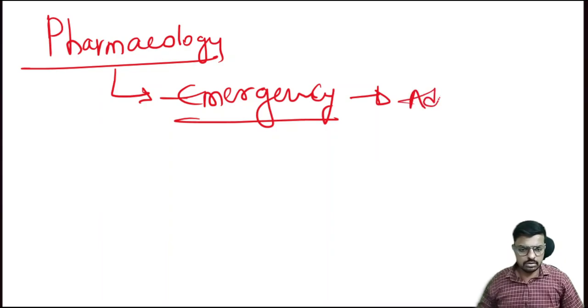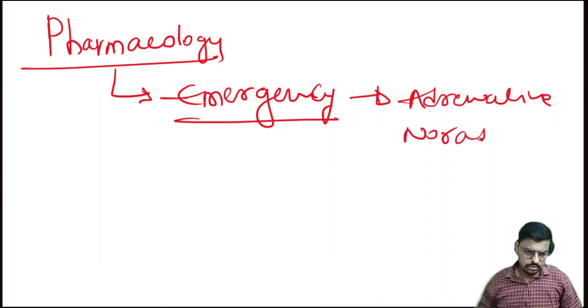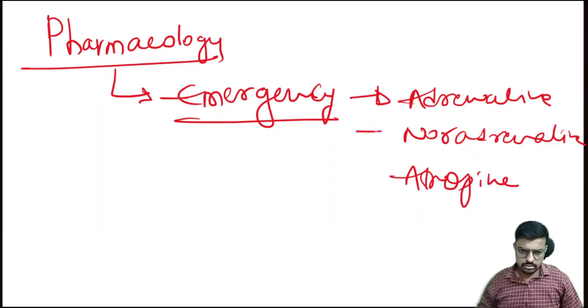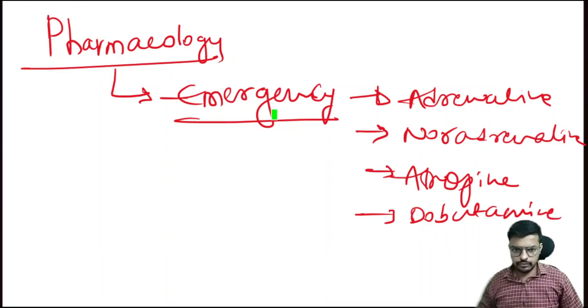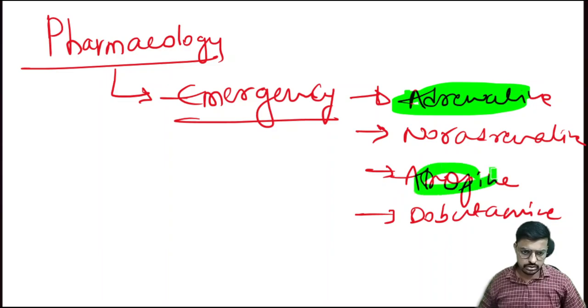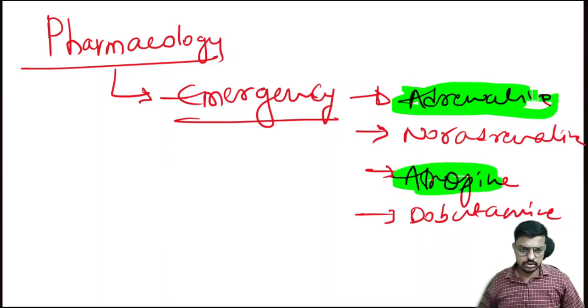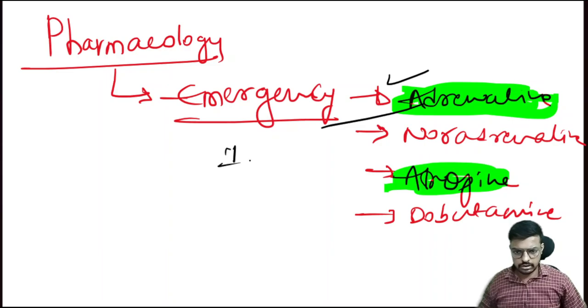In this one, adrenaline, noradrenaline, we can say. Then atropine, then dobutamine. If you don't want, just revise these two things: adrenaline and atropine. Most importantly, the adrenaline must be revised. Definitely one question will strike. Okay, so that is important.